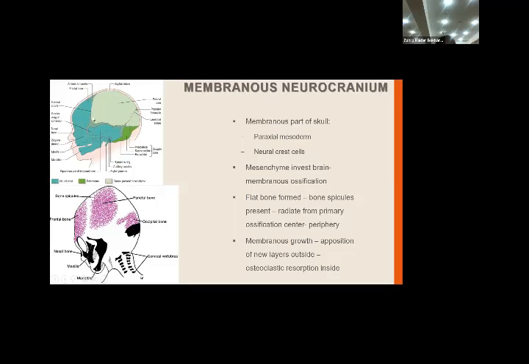Now this vault of the skull also develops by membranous ossification, because I have told you that whatever areas in the body need protection or support. The clavicle is the first bone to develop by intramembranous ossification. The reason is that it connects the axial to the appendicular skeleton, and it has to bear the weight of the appendicular skeleton. That is why.